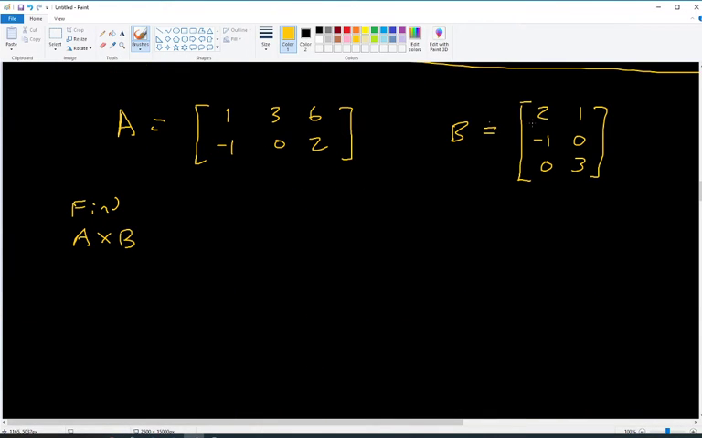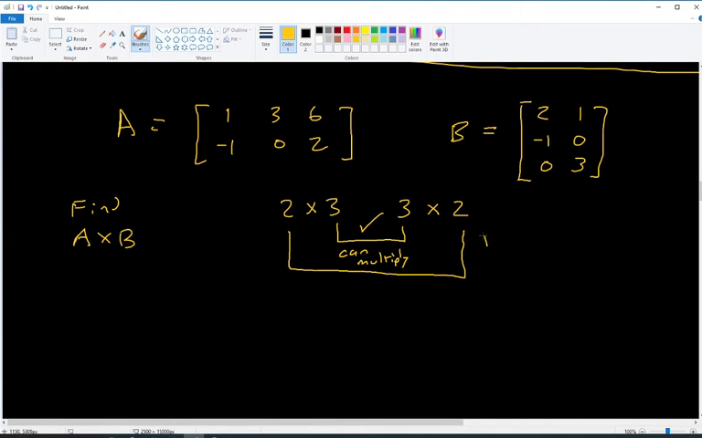In this case, these are not the same size. Sorry, A is a 2 by 3. B is a 3 by 2. The middle numbers match, so this time we can multiply. And the outer numbers tell me the product will be a 2 by 2. So this time we're okay to go through and multiply.